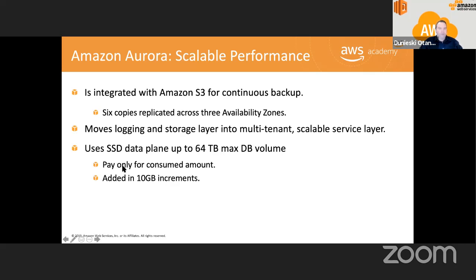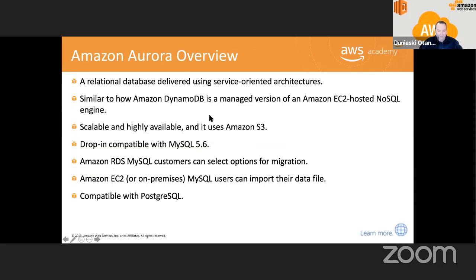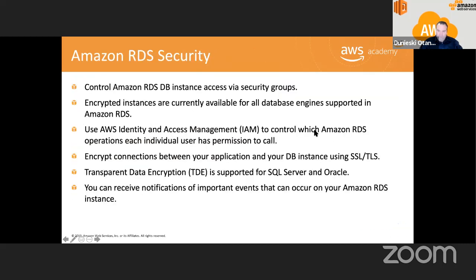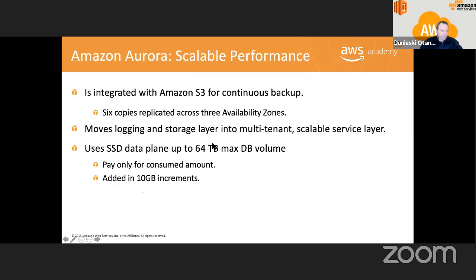It's integrated with Amazon S3 for continuous backups. So it is continuously backing up your data in an S3 bucket. So it creates 6 copies replicated across 3 availability zones, and moves the logging and storage layer into multi-tenant scalable service layers. So it has a shared, multi-tenant design. Amazon Aurora is also powered by solid state drive data planes up to 64 terabytes per volume. So it uses SSD. Okay. So you can see how fast it is.